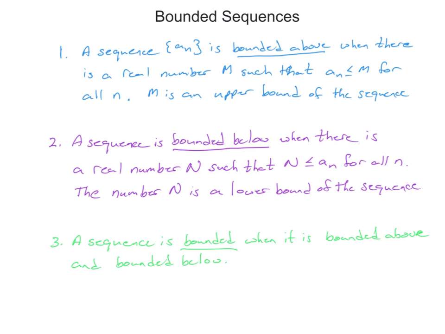Now, the next part is key. A sequence is bounded when it's bounded above and bounded below. Just because it has an upper bound or a lower bound does not guarantee that the sequence is bounded. It must have both. If it doesn't have both, it's not a bounded sequence. If you're going to tell me a sequence is bounded, then you have to be able to show me that there is an upper bound and a lower bound.